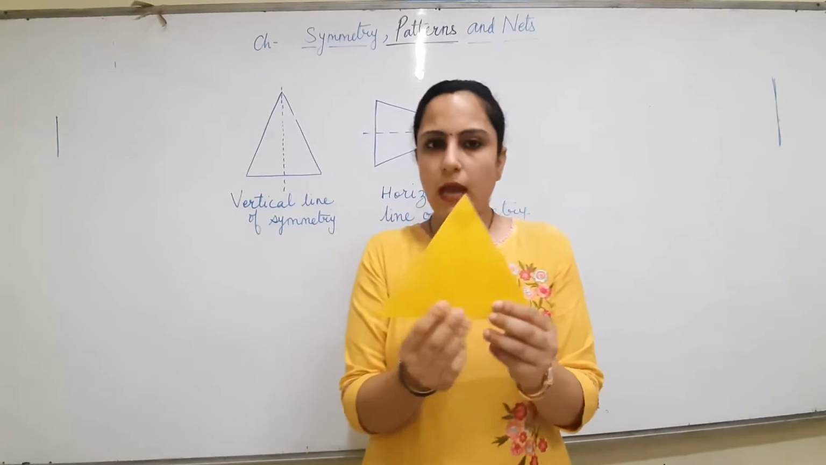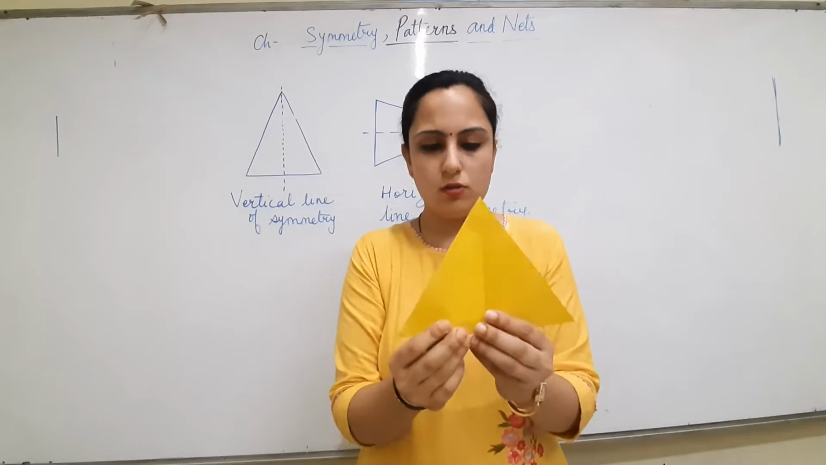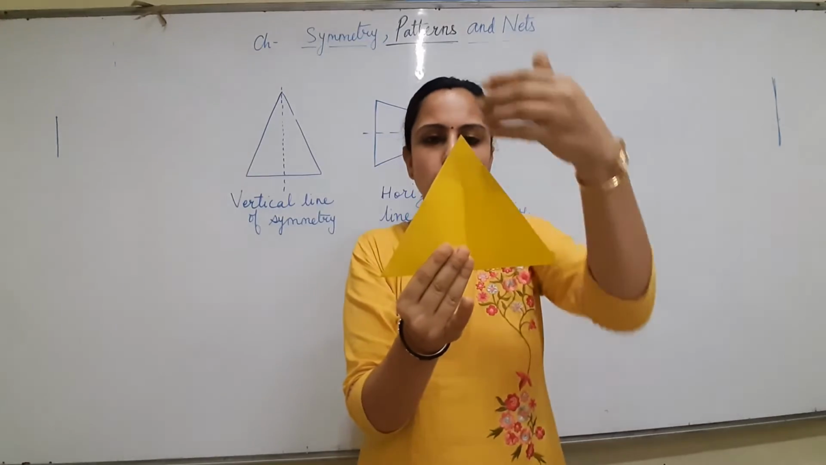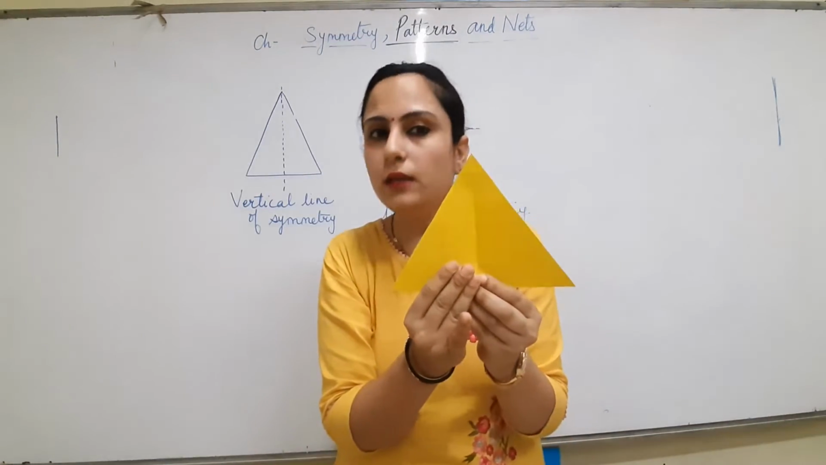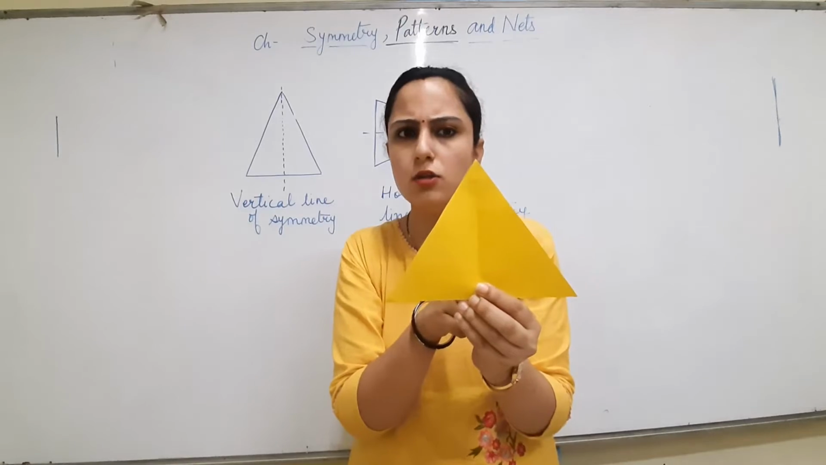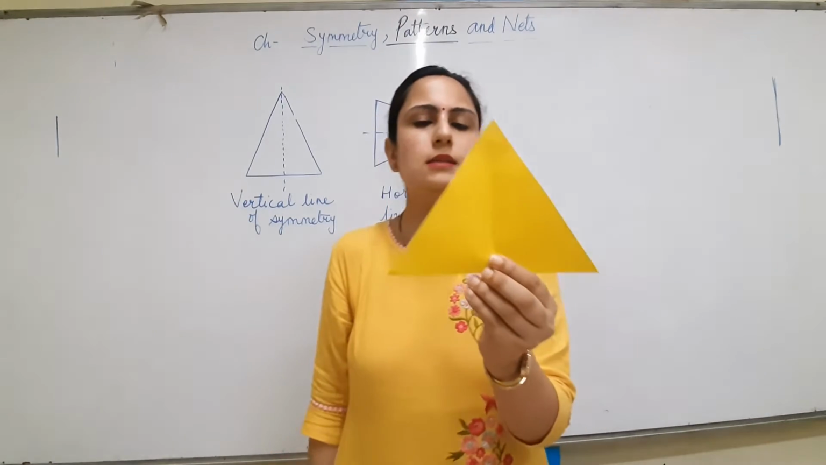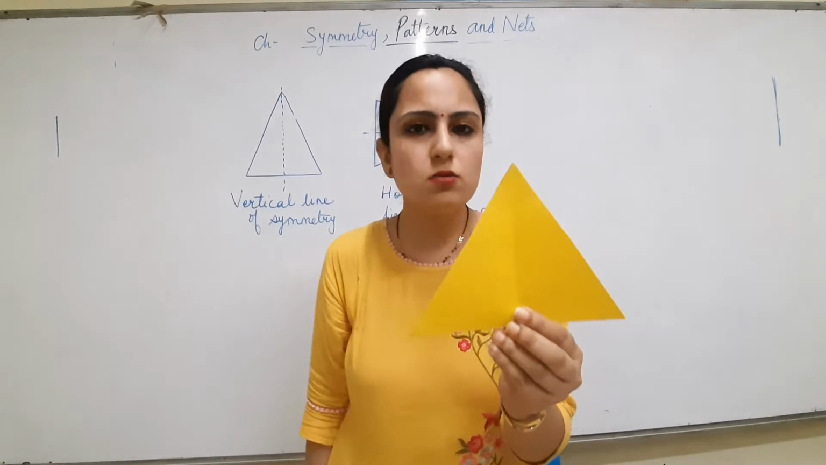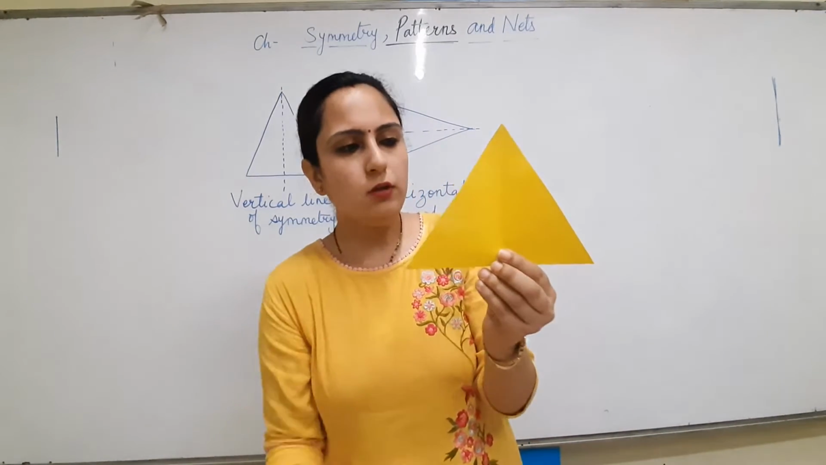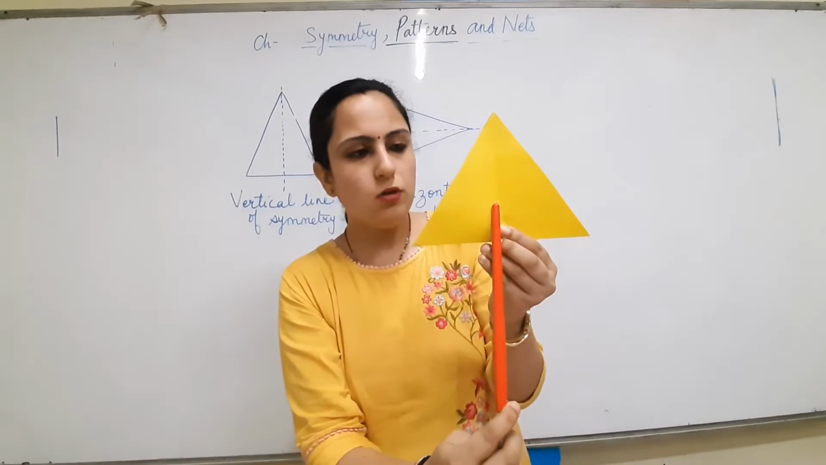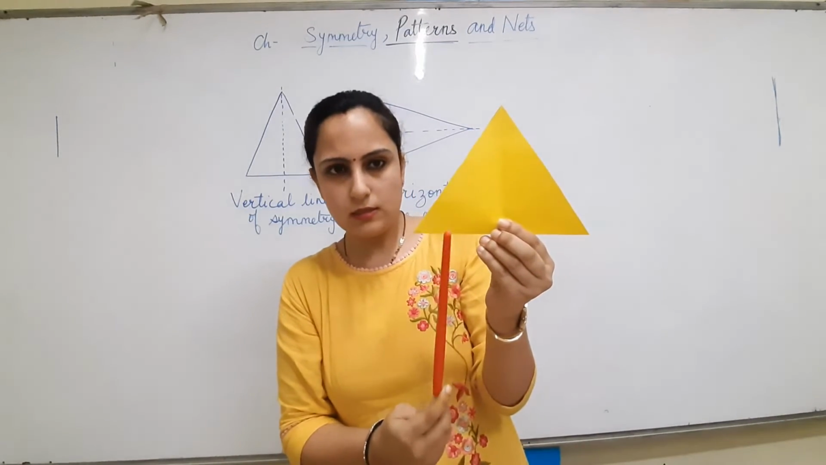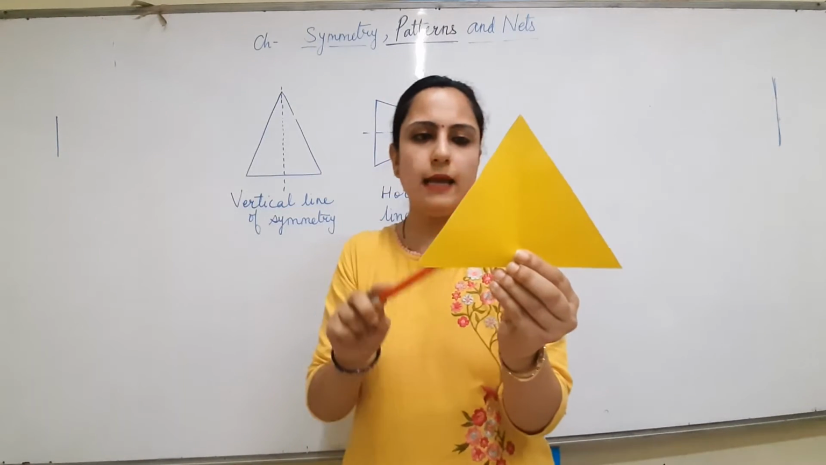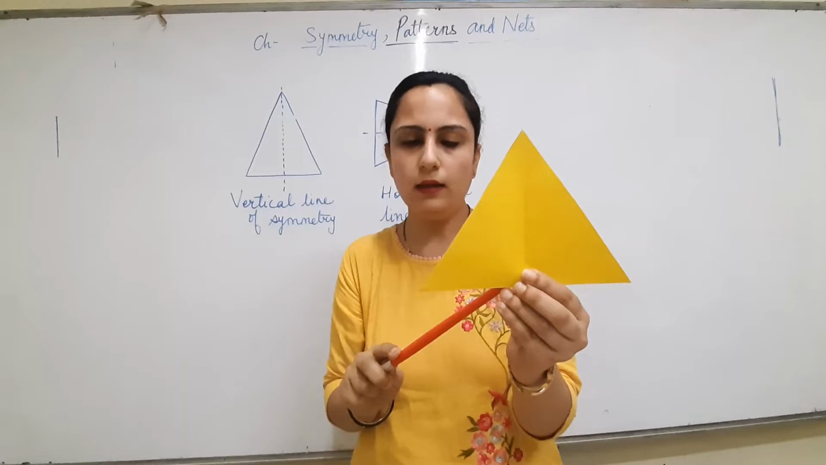In symmetry, we have the concept of reflection also. This part is exactly the same as this. So this line of symmetry has many other names. It is also known as mirror line, and also known as axis of symmetry. Why is it known as mirror line? Because when you keep a mirror here, you will get the reflection of this part as this.